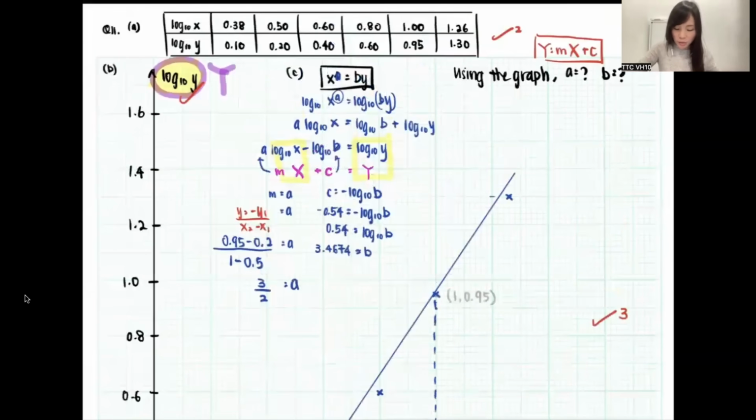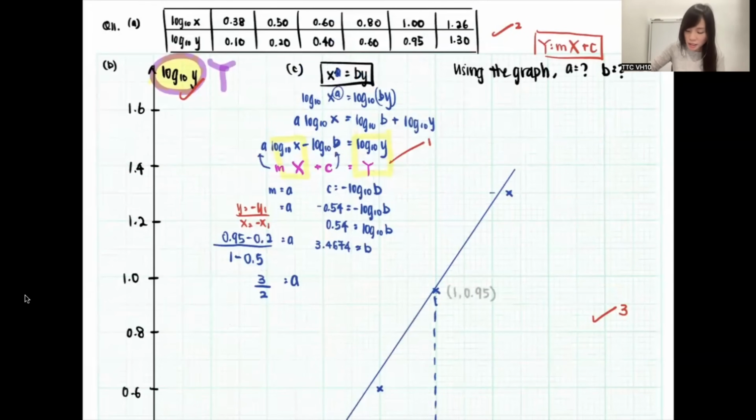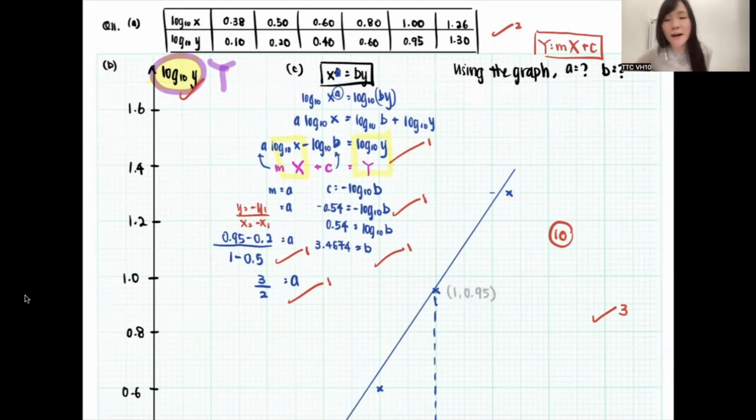Where are the 5 marks? The moment you get the linear equation, which is quite obvious, 1 mark. You get the C, 1 mark. You get the B answer, 1 mark. You get the A, 3/2, 1 mark. You do the gradient working out, another 1 mark. And this question is worth 10 marks.